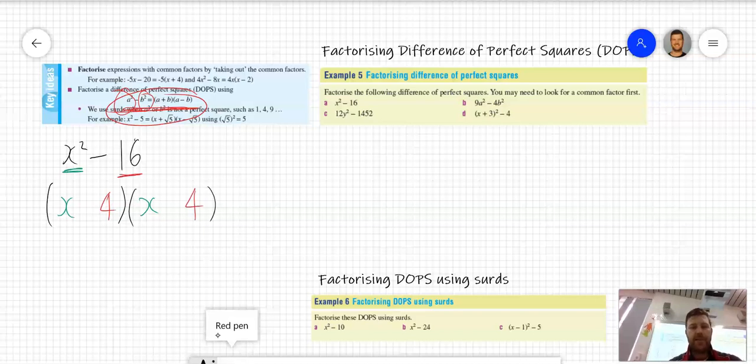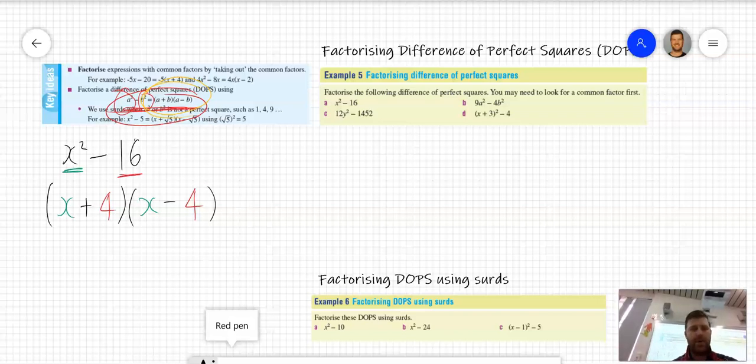And then you can see here in this rule, one set of brackets has an addition sign, one has a subtraction sign. It actually doesn't matter which one's which. You can have subtraction in the first bracket, addition in the second bracket, because when you expand it, you still get back to that original expression. Okay, so that's as simple as it'll get today for you guys.